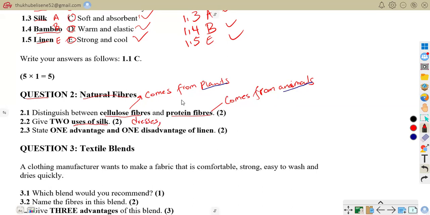Can be used for dresses. Silk is smooth, lightweight, and very attractive. Also, you can use it for neckties. Its smooth and shiny appearance gives a formal look. Also, you can use it for scarves.